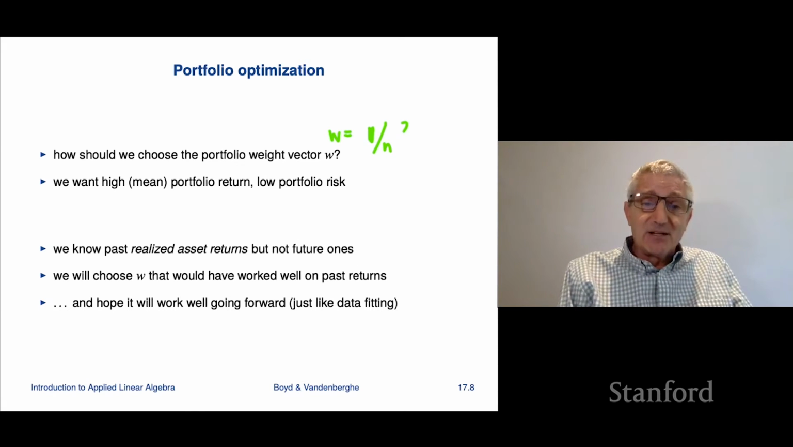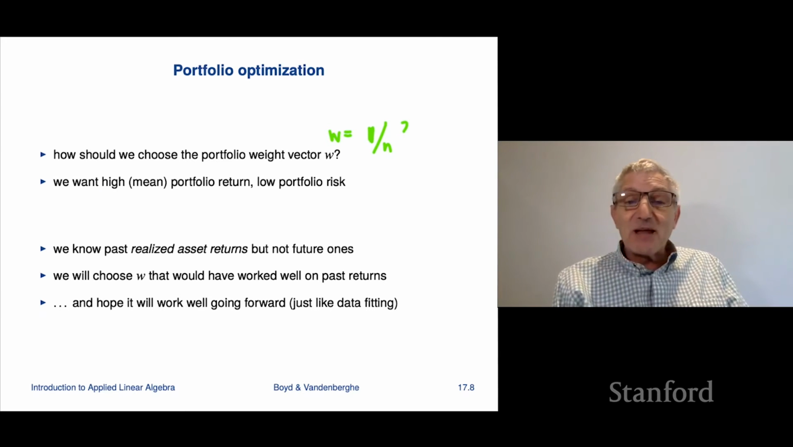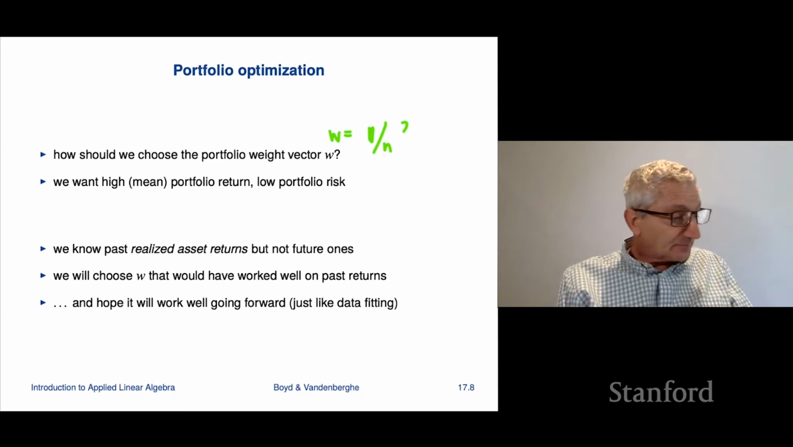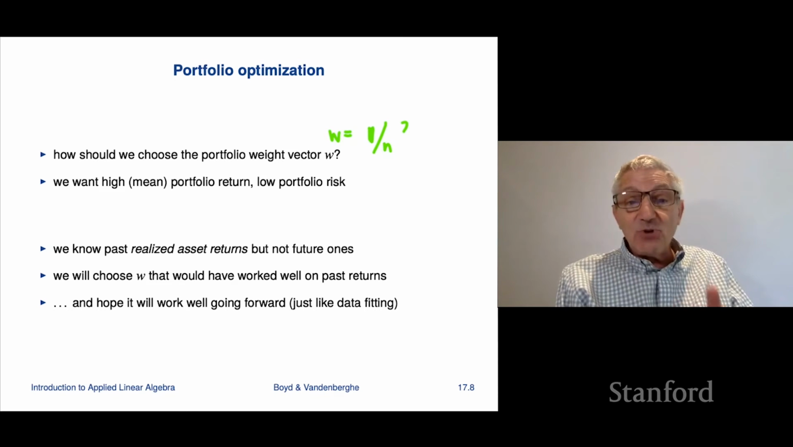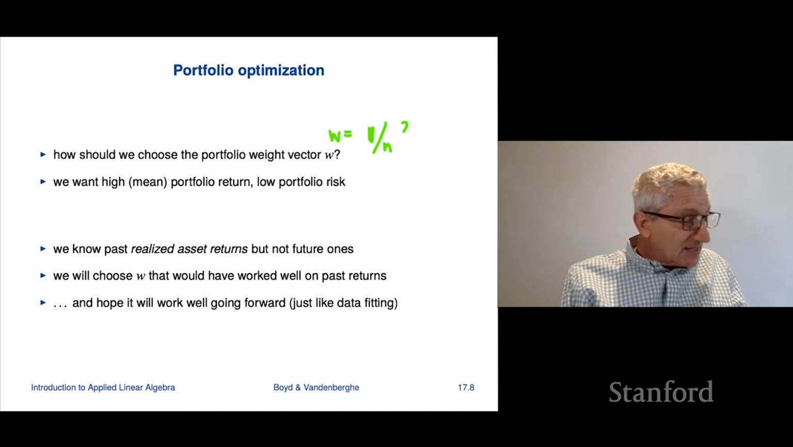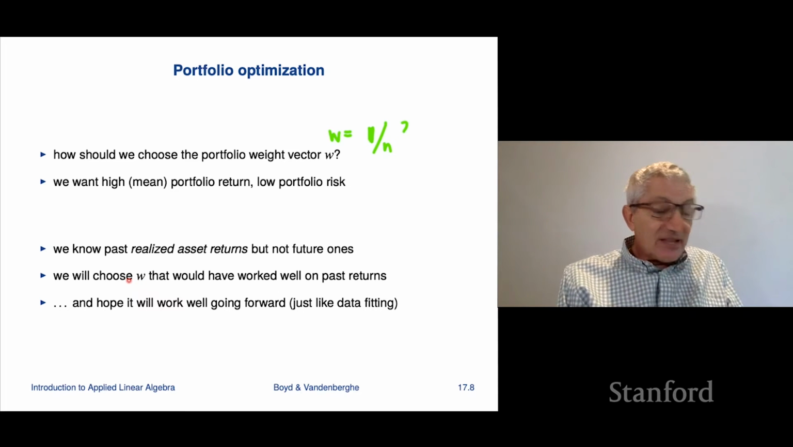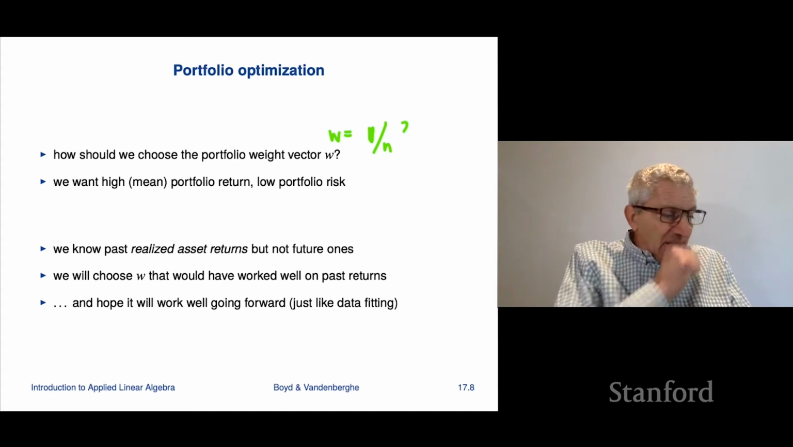They're trying to figure out what's going to happen to Tesla. Might be in the next hour, might be tomorrow or 10 days from now, and it might be quarter by quarter. Okay. So we don't know the future basically, but we do know the past. And so here's the idea. We're going to choose a weight vector that would have worked well on past returns.